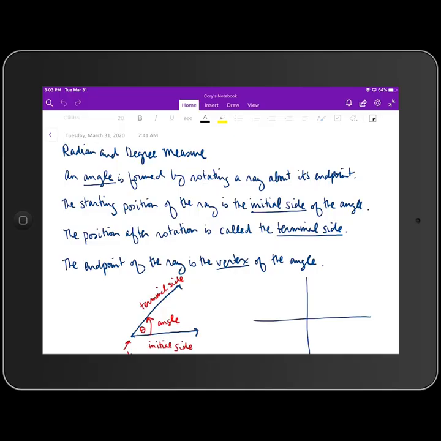Okay, so today's lesson is going to deal with radian and degree measure, and we're going to take a look at a lot of definitions and a lot of terminology that we're going to use when working through the unit on trigonometry.